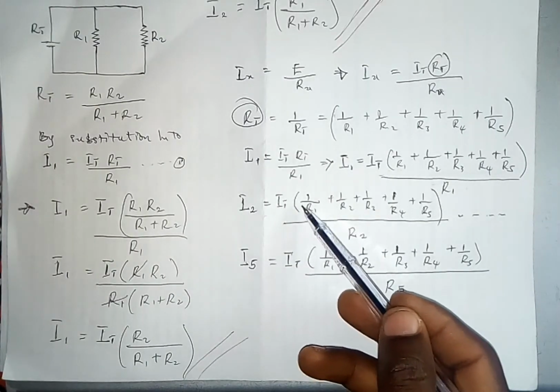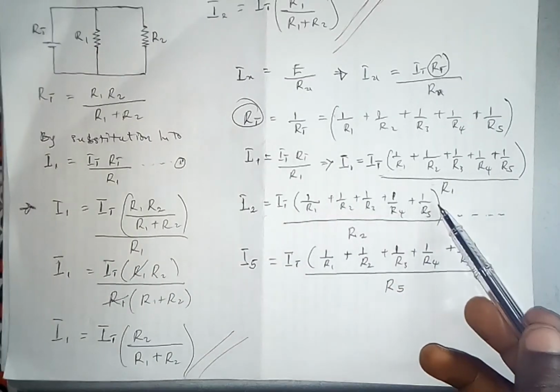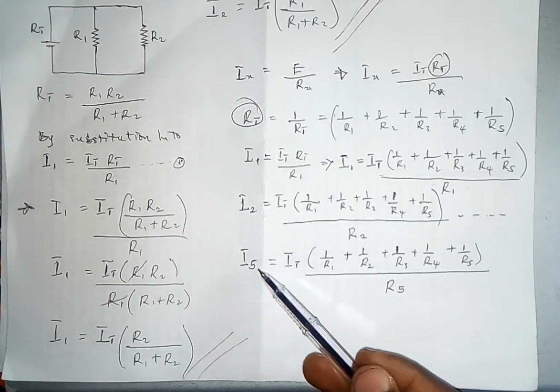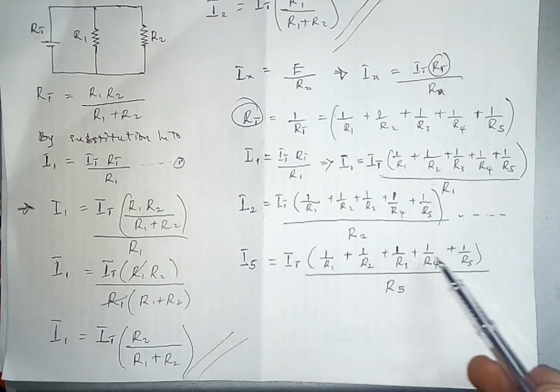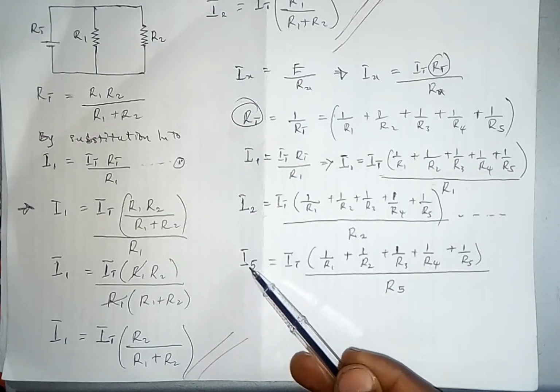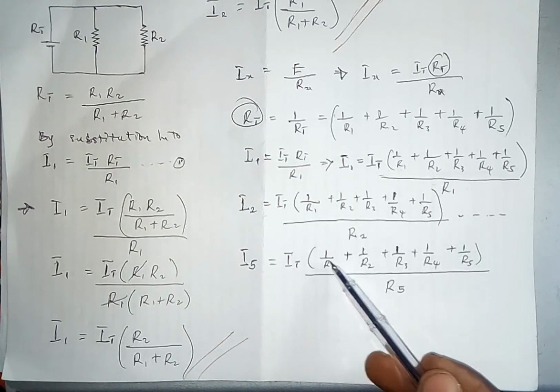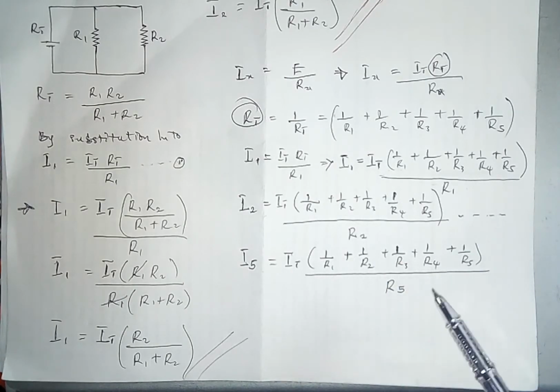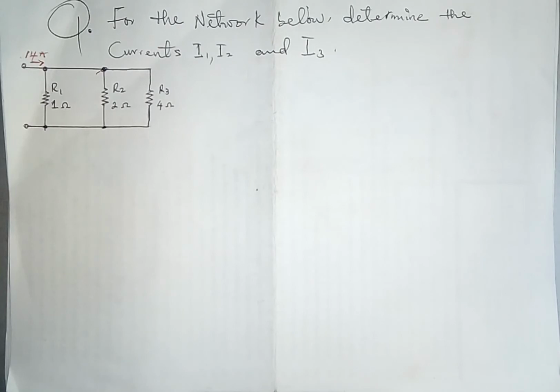And the same thing is applicable to I2. That is IT multiplied by the equivalent resistance over R2, and the same thing applies up to I5. This is how you are going to do it for each. So I5 equals IT multiplied by the total resistance, all over R5.